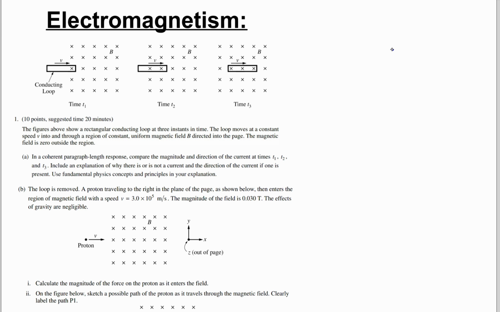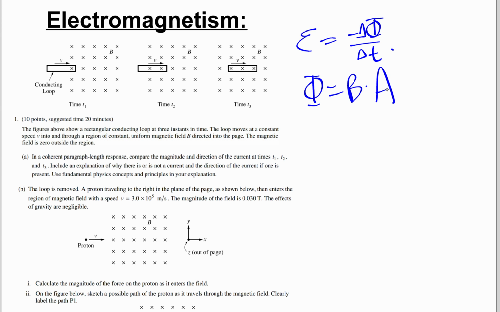Okay, so first, let's compare the magnitude. So remember that our voltage in the conducting loop is equal to negative change in flux per unit time. So we need to have a changing flux, okay? And the flux is equal to B dot A, the magnetic field strength times the area, okay? The area in the magnetic field.